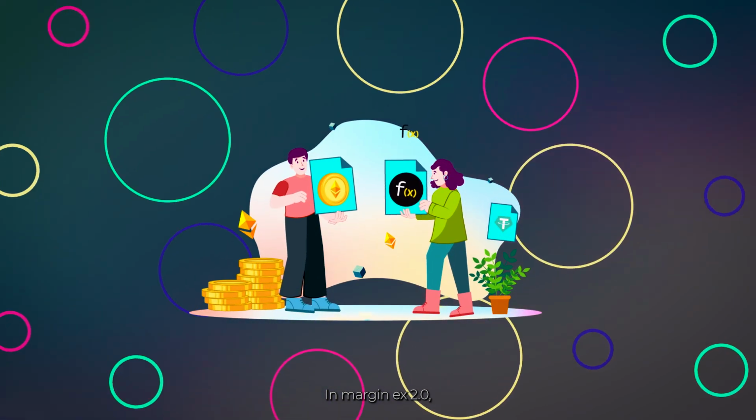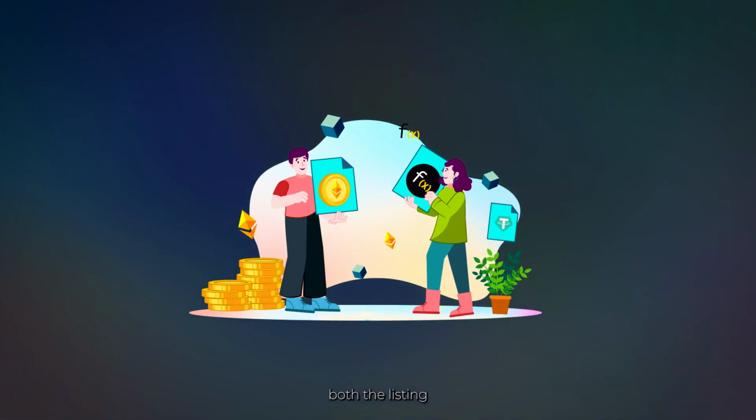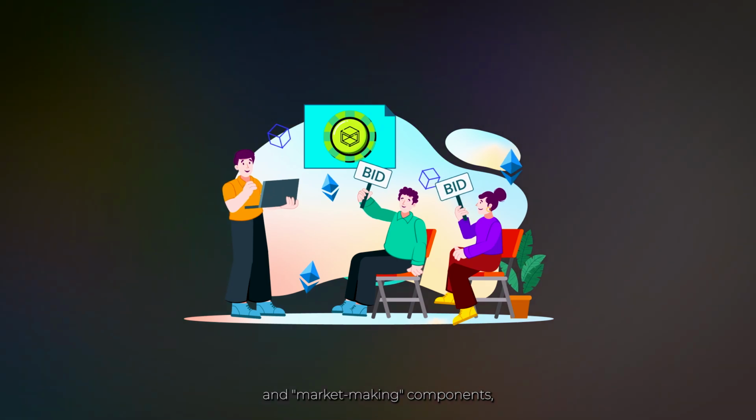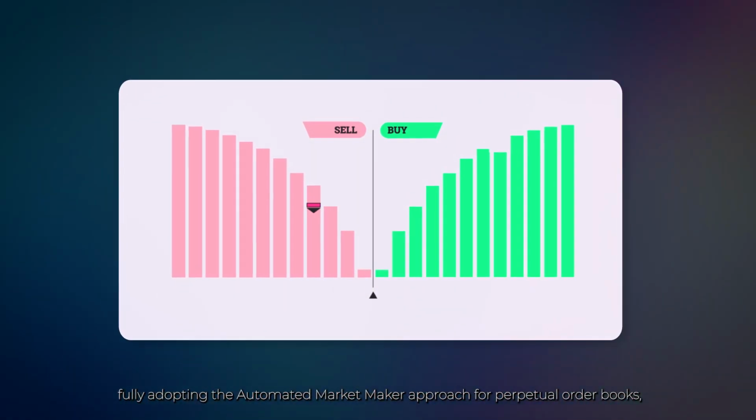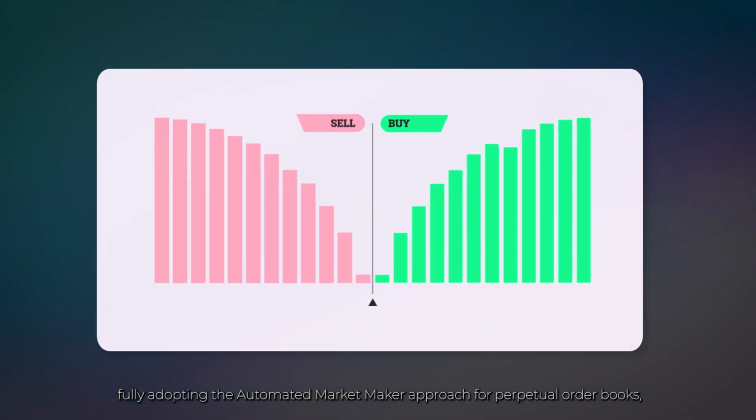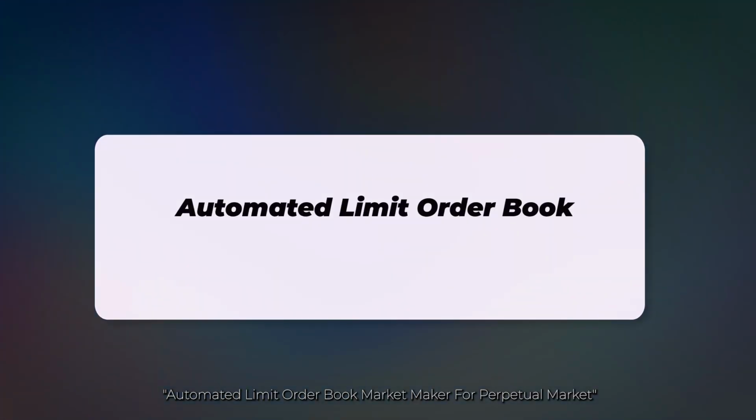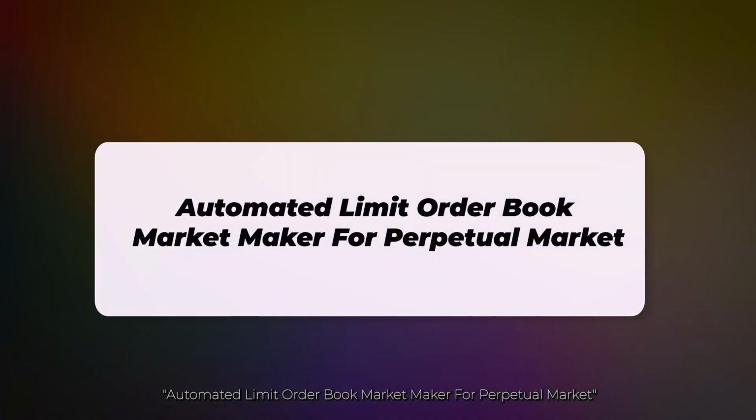In MarginX 2.0, we intend to decentralize both the listing and market making components, fully adopting the automated market maker approach for perpetual order books, which we've termed Automated Limit Order Book Market Maker for Perpetual Market, or ALO.